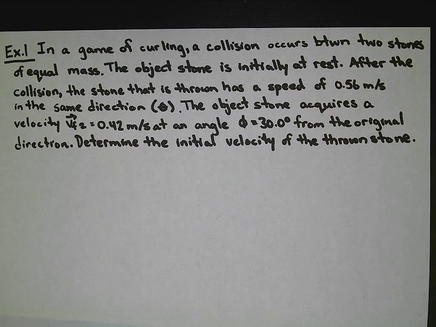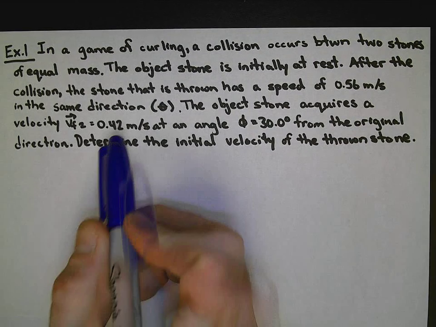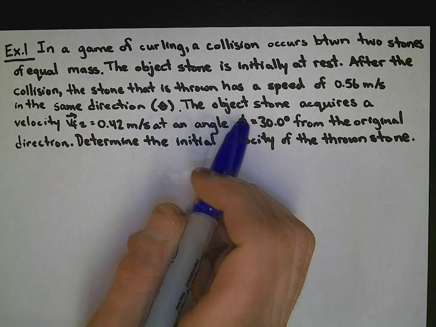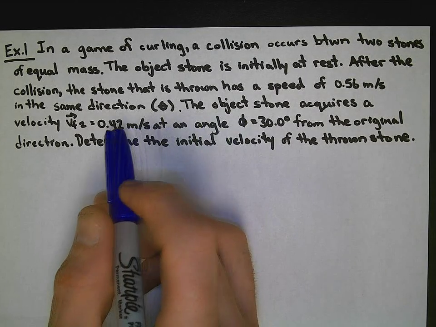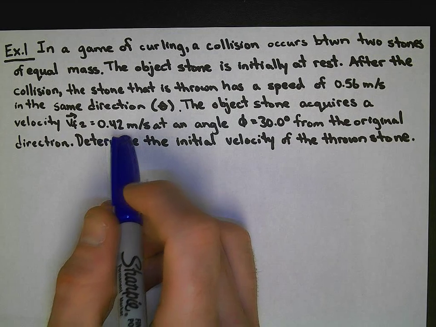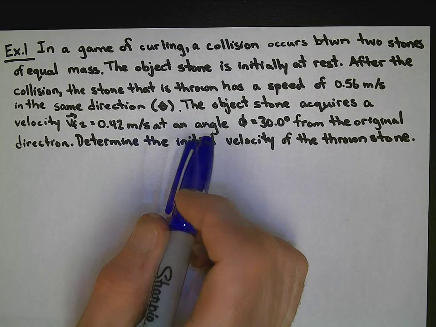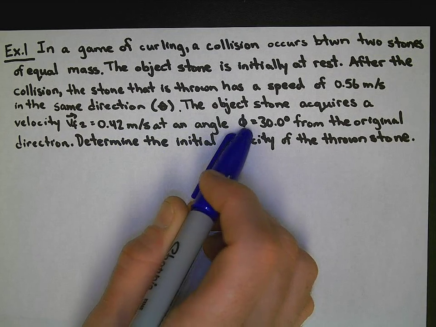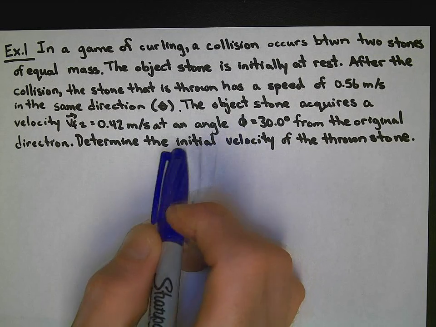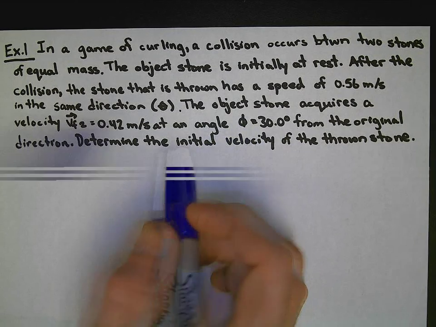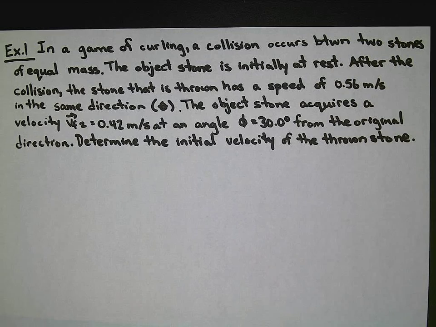The object stone is initially at rest, and after the collision, the stone that is thrown has a speed of 0.56 meters per second in the same direction, theta, and the object stone acquires a velocity of Vf2, which is equal to 0.42 meters per second at an angle of phi, 30 degrees from the original direction. We shall determine the initial velocity of the thrown stone.